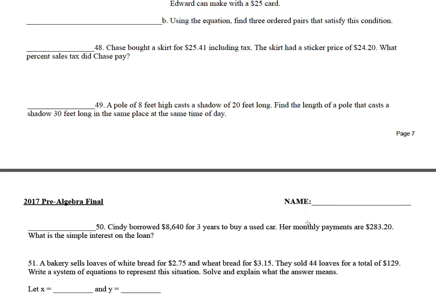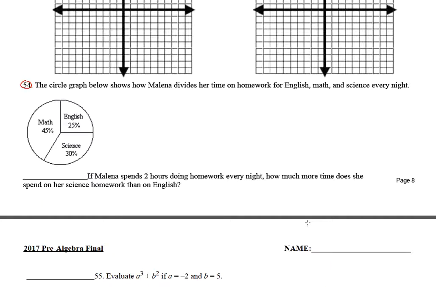Finally, on number 54, we have a circle graph. 2 hours is one way to think about time, but on the answer key I took that as 120 minutes. And so we're trying to find out how much time Melina spends on her science compared to English.